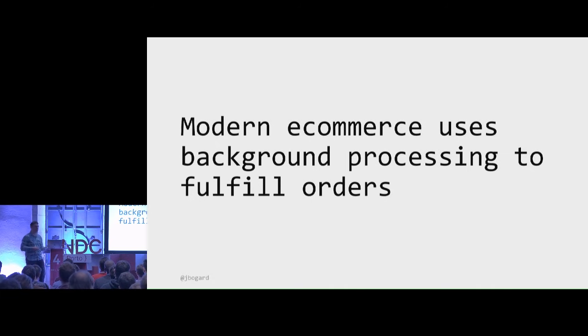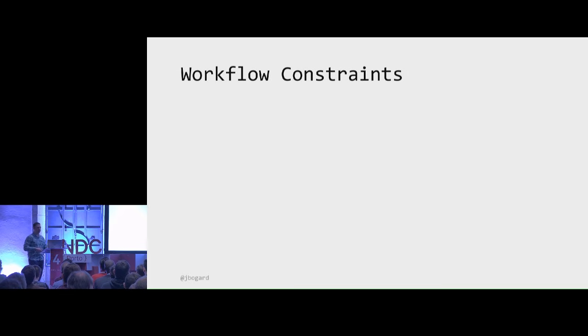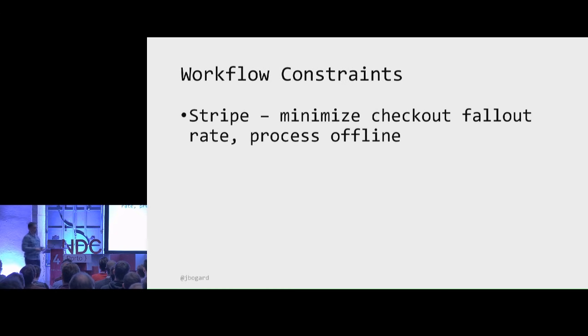But as part of this, we're still going to have some constraints around these different operations. So I looked at each of the different services we were talking to and asked, what are the things that need to happen as part of each individual item? For Stripe, we asked, do we need to do this now, or can we process this offline? In the case of Stripe, our business said, we want to minimize the checkout fallout rate.